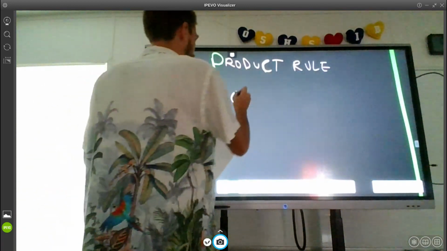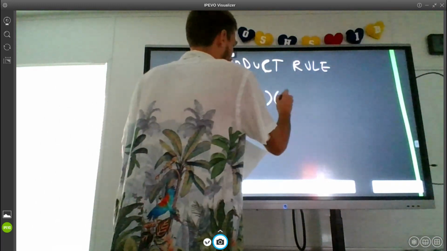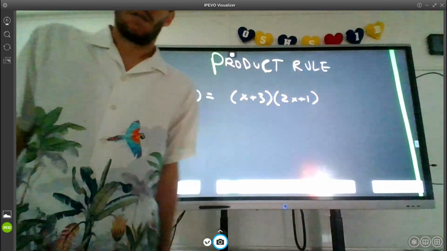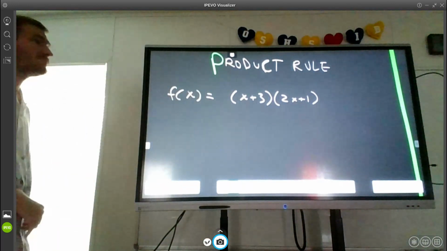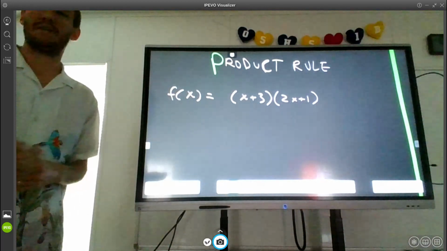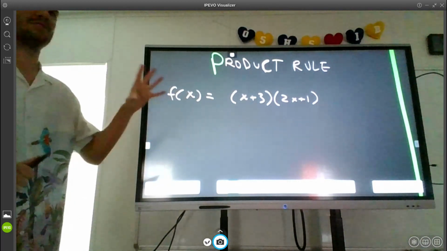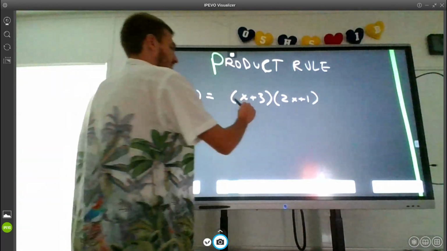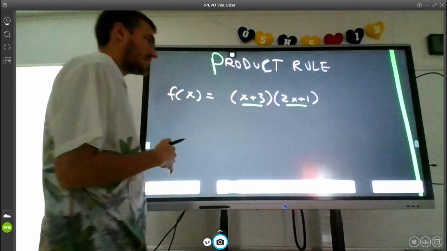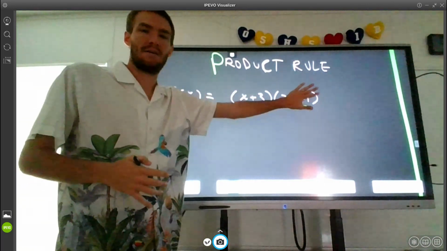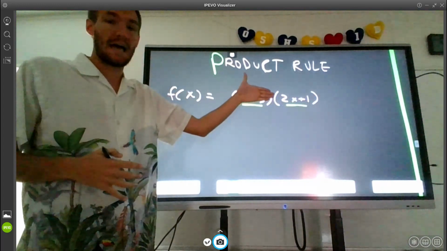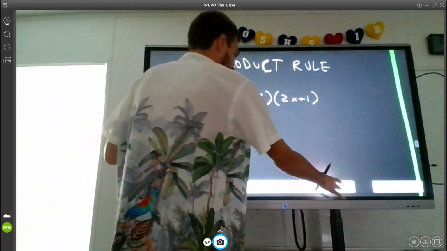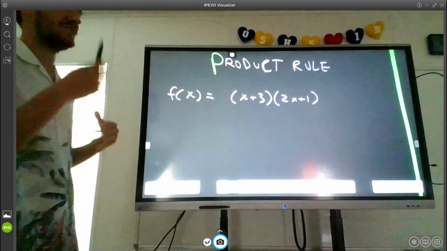F of x equals x plus 3 times 2x plus 1. Now this question doesn't really intimidate us all that much. It does not look like a polynomial. It does not look like we can take those exponents and handle them. We have a binomial and a binomial here. If the question was only this, we could probably handle it, or if it was only that, we could probably handle it, but it's both of these things together. Power rule right now is not really working, but we saw this when we did power rule.